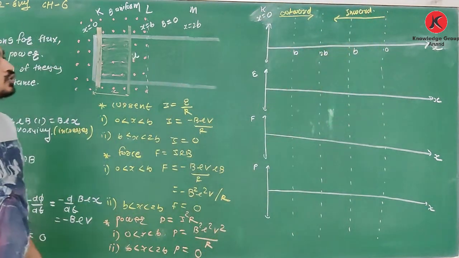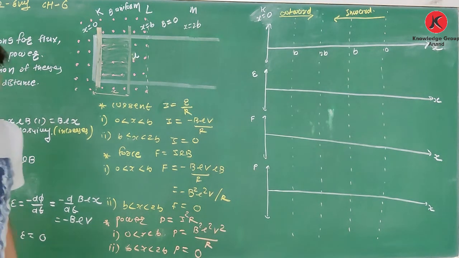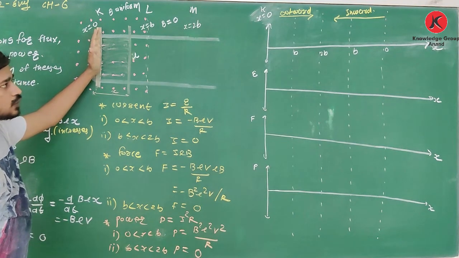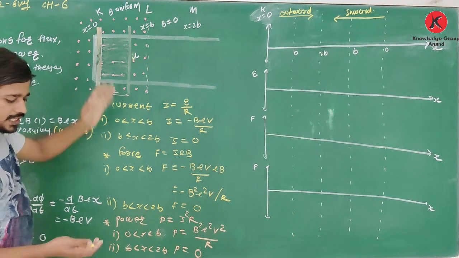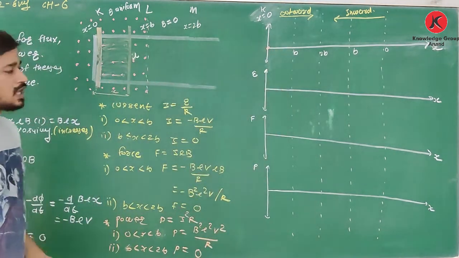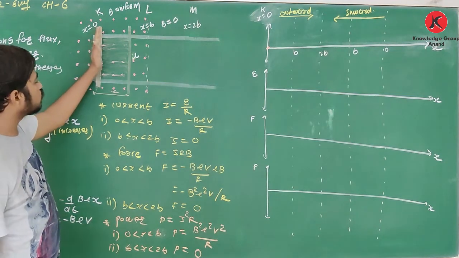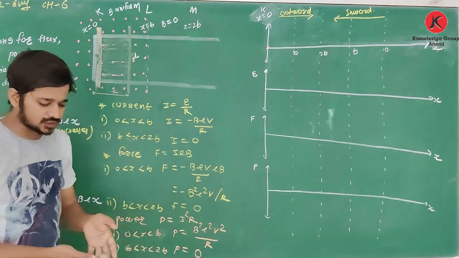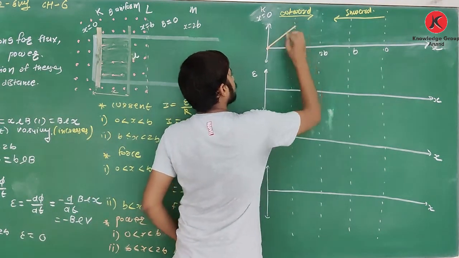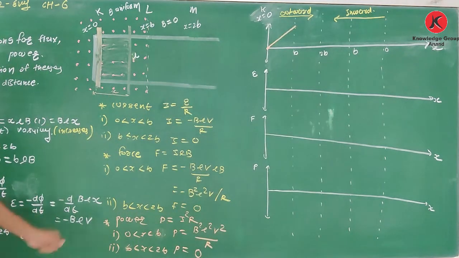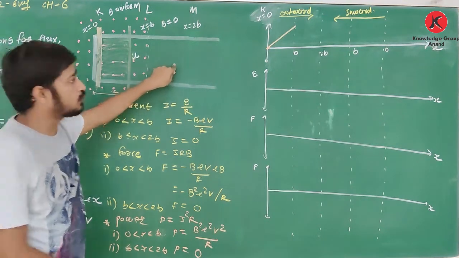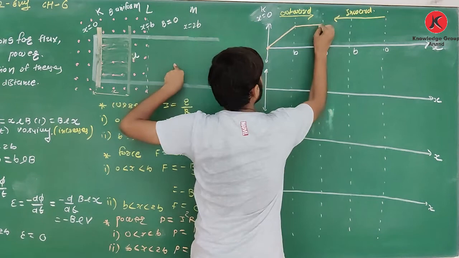Okay, now how to draw the graph? See, initially this wire is here at x is equal to 0. Then x is equal to 0 means no area enclosed, and no area enclosed means flux is 0. But as this wire is moving towards b, area increases, so flux also increases. Clear about this? When it is moving from x is equal to b to 2b, flux is constant, that we have proved.